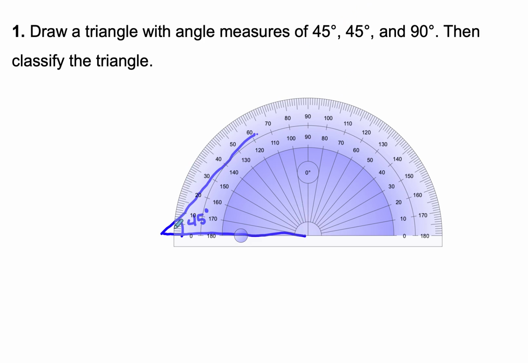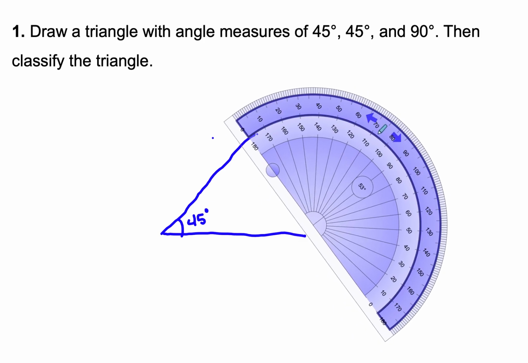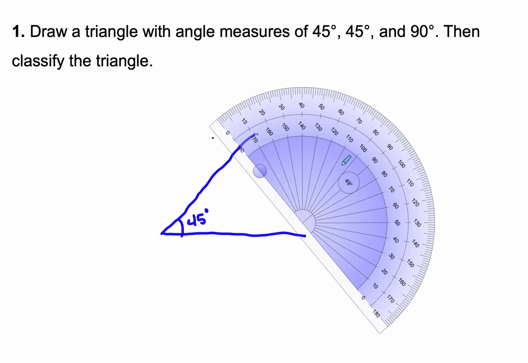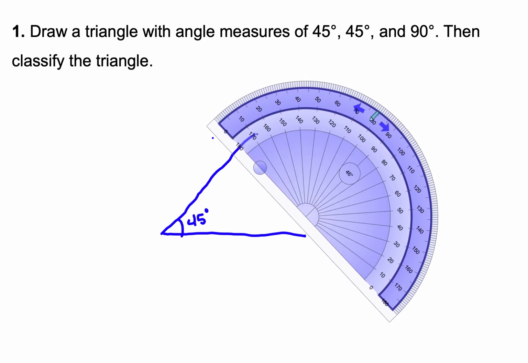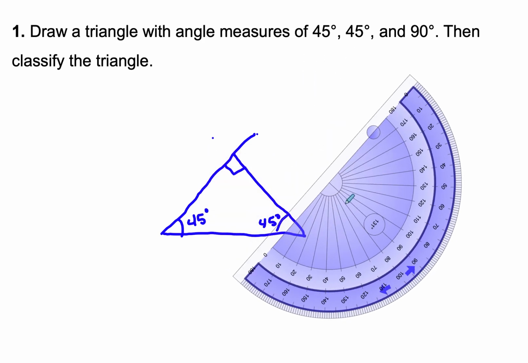Now I'm doing 45 on the top. Halfway between 40 and 50, that's where 45 is. Now I'm going to rotate. I'm going to trace my line. Again, I need to line up my angles, mark my angles, and then 90 should go on the top, so I'll go ahead and mark it. Right angle.